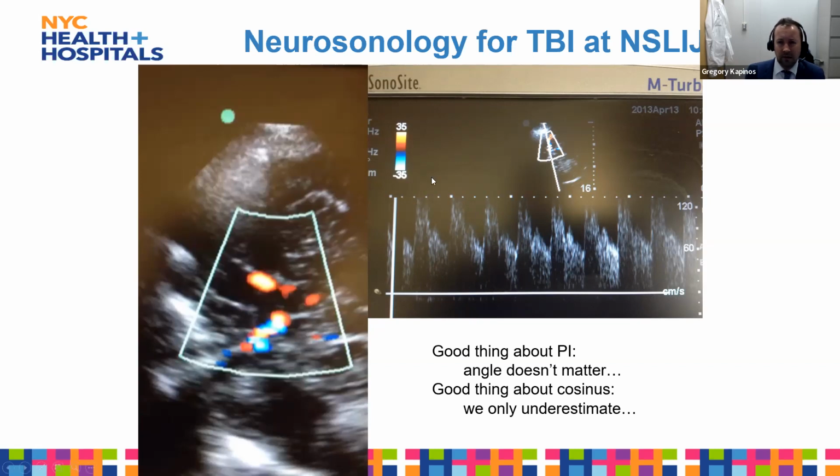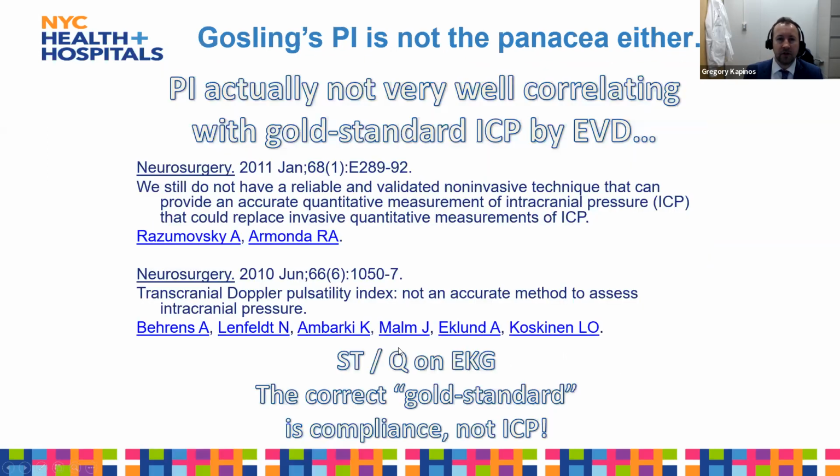So these are our pictures from North Shore in 2013, where I was not as good as Vigay, but I could see the circle of Willis on most of my patients. And here is the waveform that you can see with the peak systolic velocity right there and the end diastolic velocity right there. And you can see it's above 60. So this patient was perfusing quite well.